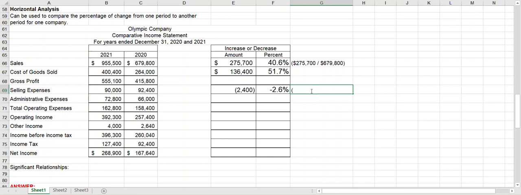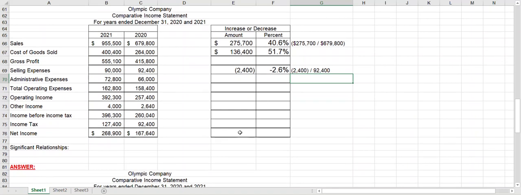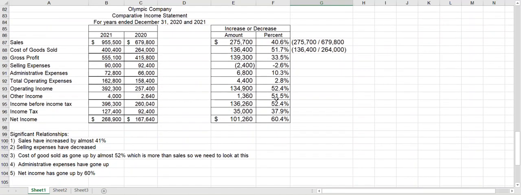And again, what I did there is I took the difference of 2,400, which was a negative, and divided it by the furthest past year of 92,400. And since it was a decrease, the percentage will be a decrease as well. Okay, and you'll continue on doing them that way. I'll show you the completed one.